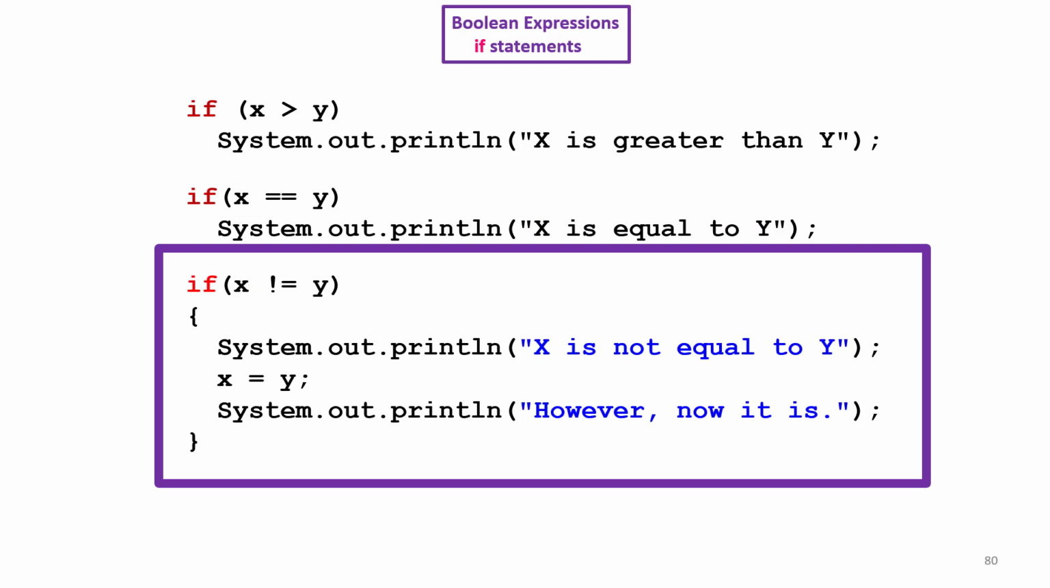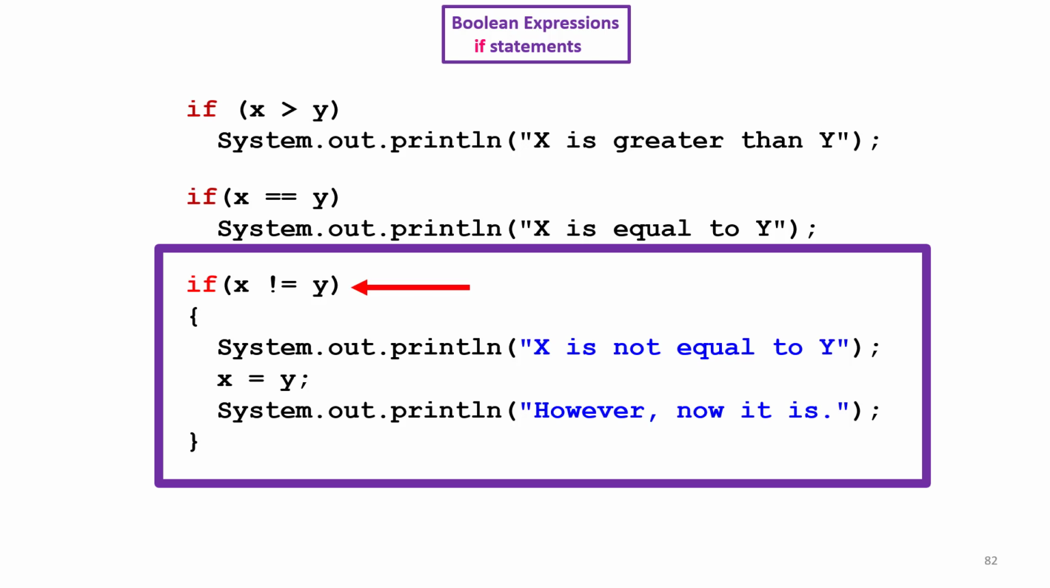Now consider this one. If x equals y, nothing is printed. If they are not equal, these 3 statements are printed. But note, the fact that I then set x equal to y on this line has no impact on this Boolean test. We've already passed that line.